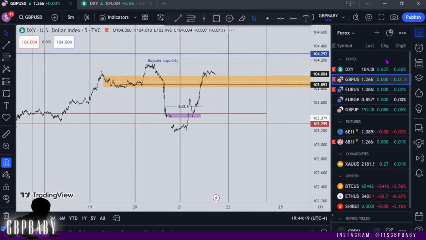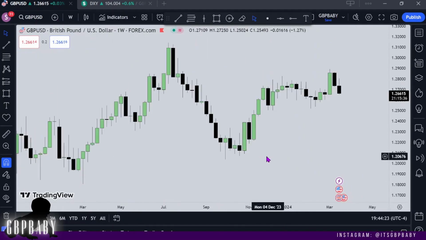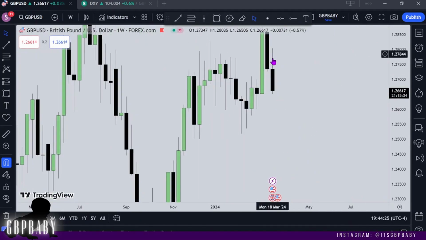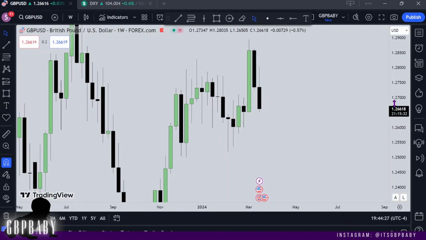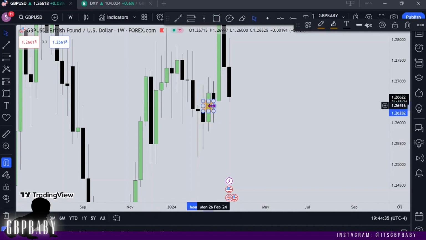Now we can head over to GBP and take a look. So I'm going to start on the weekly here on GBP. And you can see obviously we've had continued down action after what we saw on dollar. And that means now I'm looking for this level to start getting traded into. There is an implied fair value gap right here.